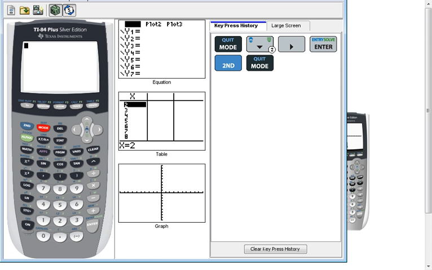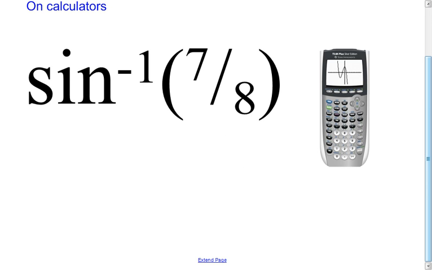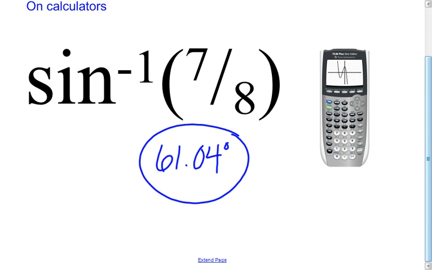Okay? So, notice the sine inverse is blue, and it's above the word sine. So I'm going to go second sine, and then just put in 7/8, and your calculator should spit out an answer. So in this case, it's 61.04 degrees because I have my calculator in degree mode. Okay? So 61.04 degrees. I want you to round these to 2 decimal places. Please don't round them to the nearest whole number. I will think you did something wrong. So please round these to 2 decimal places when you do it.